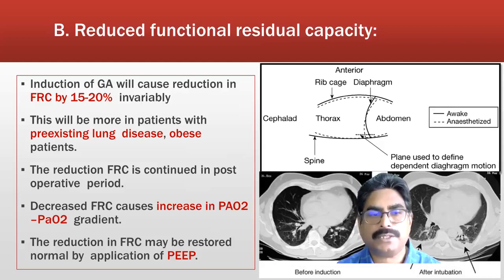FRC reduction causes an increase in the PAO2 to PaO2 gradient, that is, the alveolar oxygen and arterial oxygen gradient will be increased. Reduction in the FRC can be restored by applying PEEP. So this is the CT chest before induction, there is no atelectasis. In the second picture, after intubation, there is basal atelectasis in the CT of thorax.